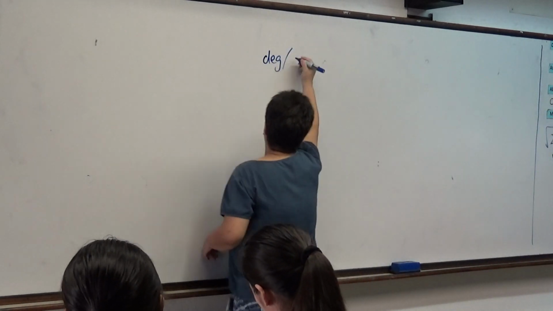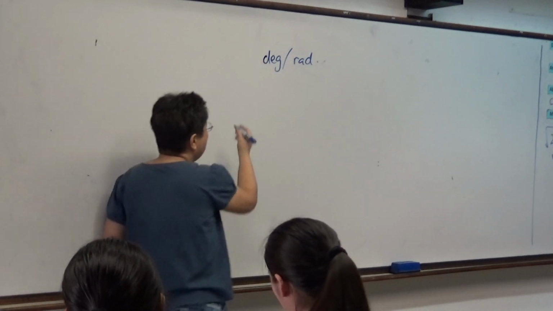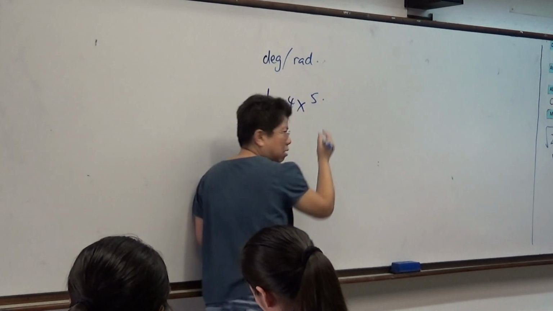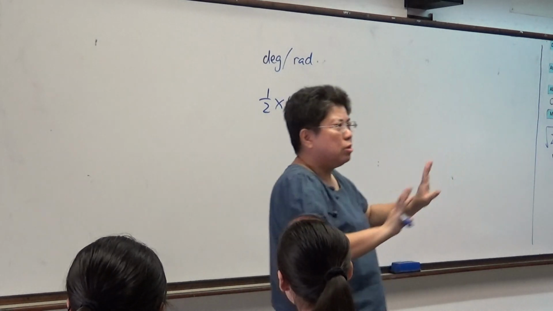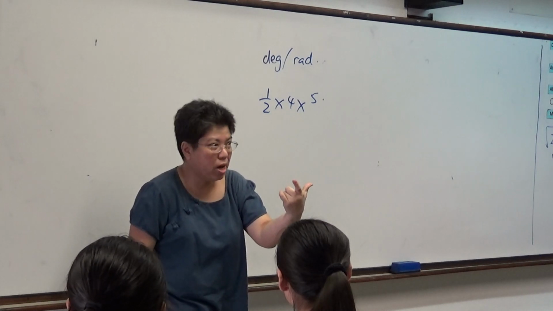Now, when do we use degree and radian? Where must we change it? When the expression is, let's say, half times 4 times 5. Can you see there's no sine or cosine? Then any mode also doesn't matter. The answer will come. Understand? It's just numbers.